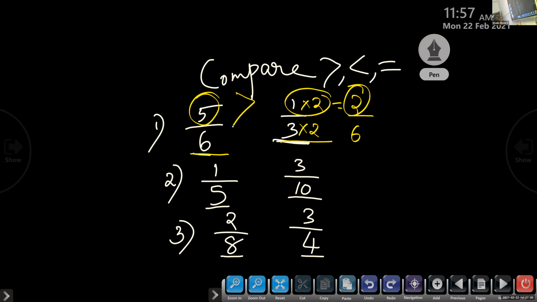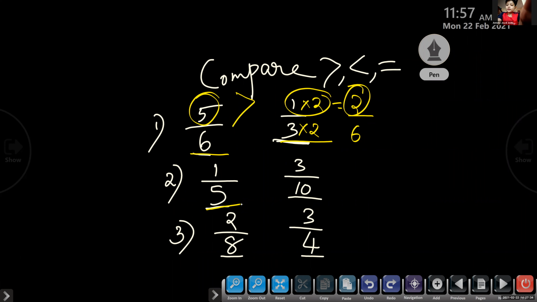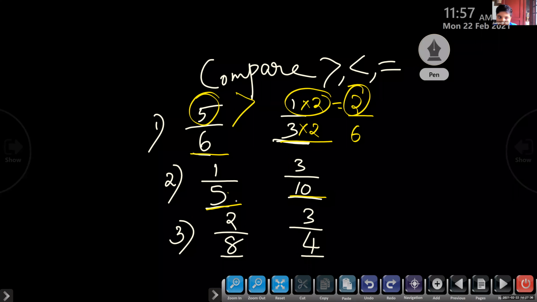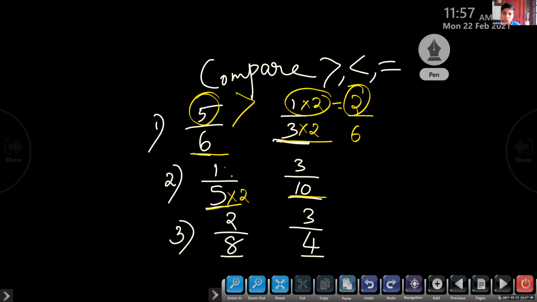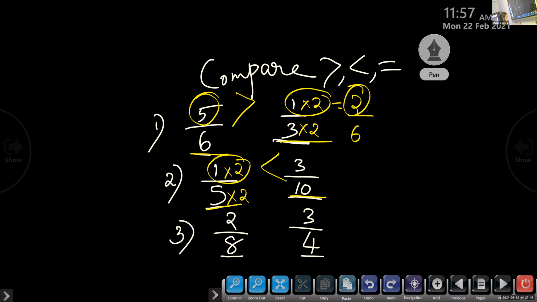Children, please check whether your answer is correct or wrong. 3 by 10 next. Here this is 5 by 10 and here it is 3 by 10. 1 by 5 into 2 is 2 by 10, and 3 by 10 is bigger. Next, 2 by 4 and 3 by 8, and 3 by 4. 2 by 8 and 6 by 8, 3 by 4. Here 3 by 4 is the bigger one.